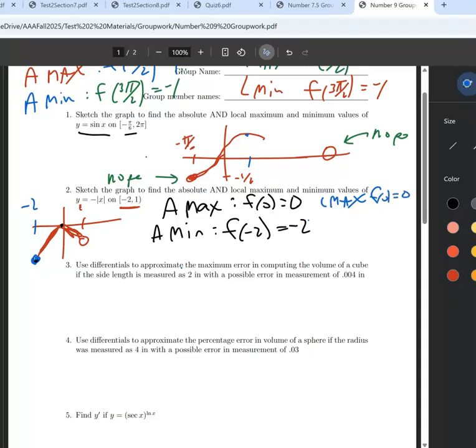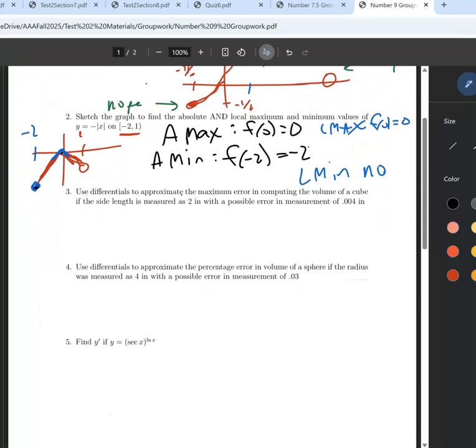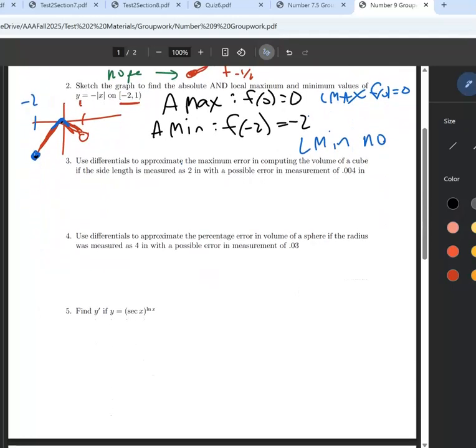I think it's the same. F of 0 is 0, right? There's an area around where it's a maximum. And is there a local minimum? Is there an area around something? No. So there's no local minimum. There's no valley is what you could think of.